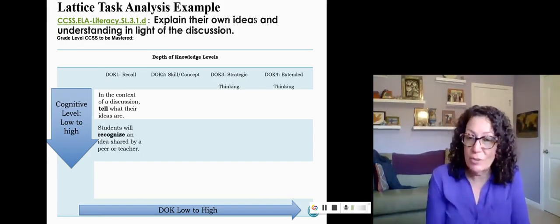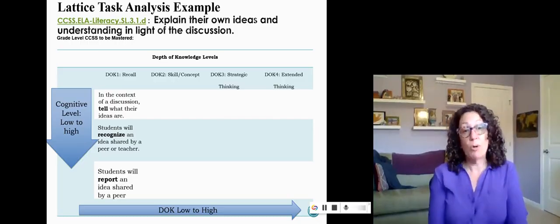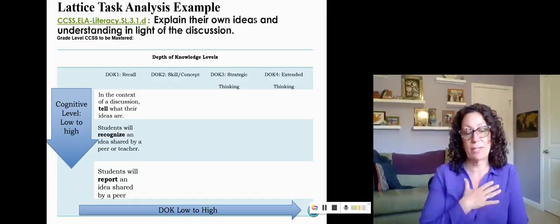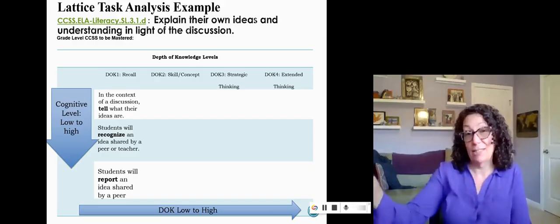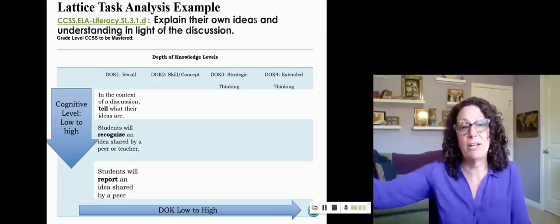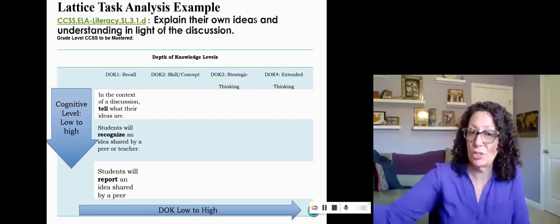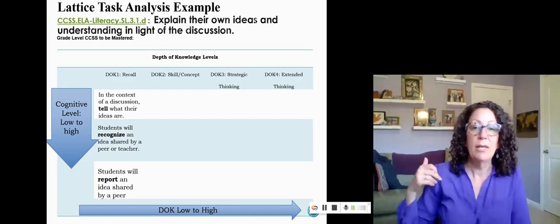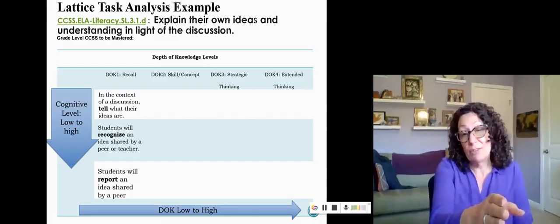Another place that we might have children look is to recognize an idea that's shared or report an idea that's shared by a peer. So that goes from very low, just tell what I can think. Recognizing someone else thinks something, that's a next level. And then the next level higher than that is report. So I could tell you, which is what I did actually. I just shared with you something that my peer told me. My friend told me about making a peanut butter and jelly for his kid.